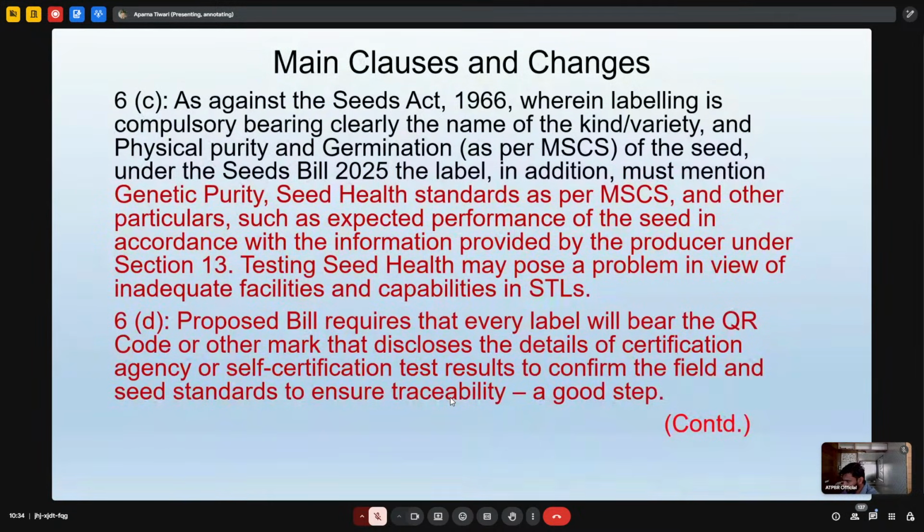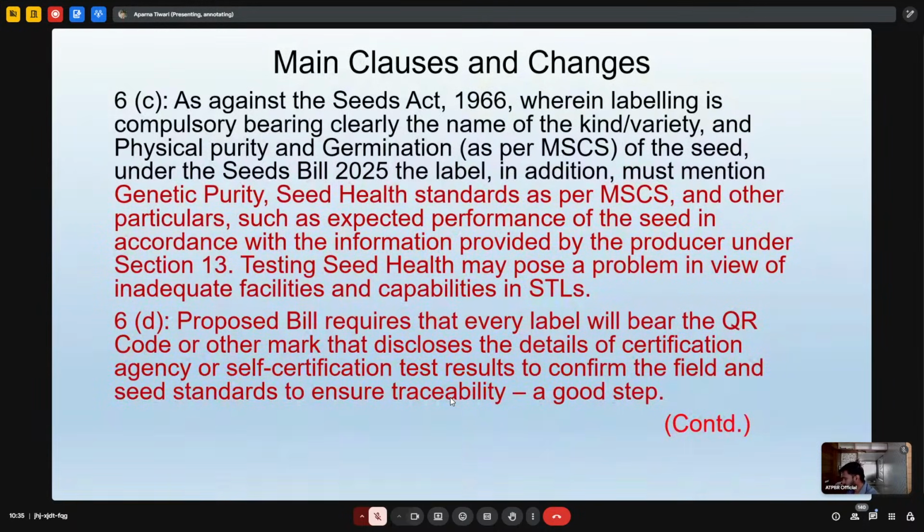So the other main clauses. In 6C, in the previous Seeds Act, it was only germination and physical purity, besides the variety and kind name, which was compulsory for the label. Now, in the new proposed bill, in addition, it also talks about genetic purity and seed health standards as per the minimum seed certification standards, and other particulars such as expected performance of the seed in accordance with the information provided by the producer under section 13, if you recall.